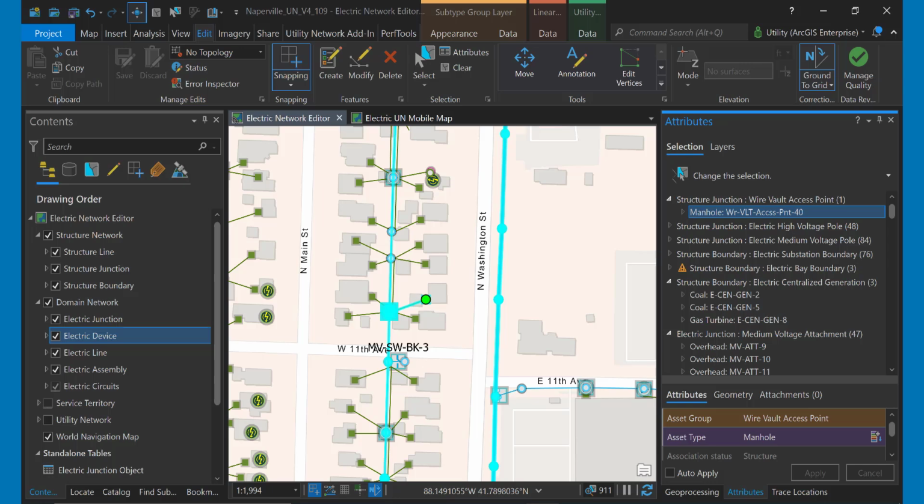So you may be doing more extensive traces in your day-to-day operations, but this just shows you how far you can take the trace tools and analytical tools within your network. The next topic that we'll cover will be diagrams.